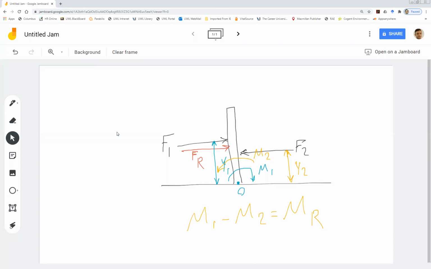I can call it MR. Okay, so let's go with the red one. So MR should be in this direction. And MR is equal to FR times the lever arm, YR. So the lever arm is equal to this one. I can use this one. So by using these simple calculations, we can easily calculate.